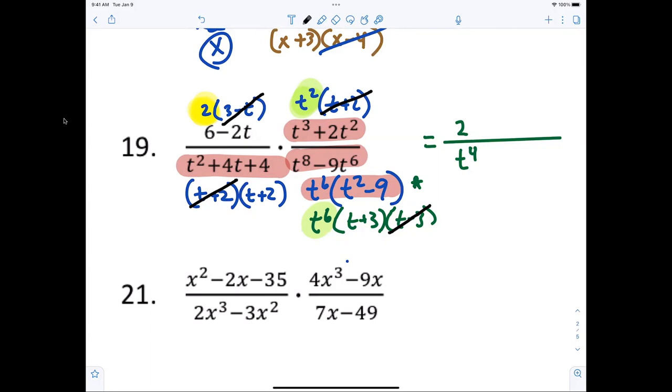So watch what I'm doing. I'm putting a negative in the numerator. Is there anything else left in the numerator? No. What about the denominator? There is a what? T plus 3. And anything? And a t plus 2. Believe it or not, guys, that is your answer. That's your answer.